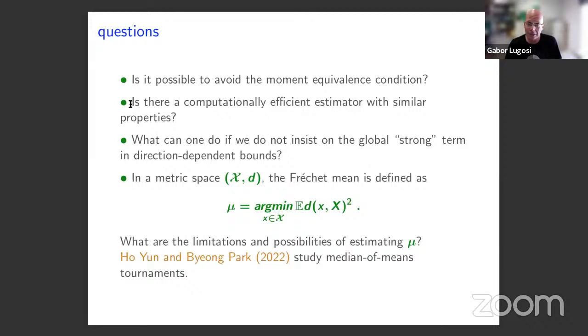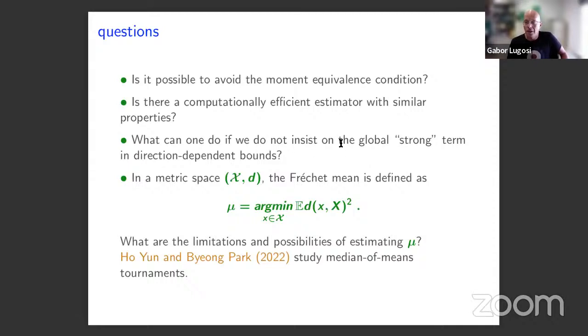This multivariate trimmed mean estimator and all of its versions are not computationally efficient, so it would be really interesting and important to find estimators that have a similar good performance but that can be computed in polynomial time, at least in the data and in the dimension. One can also ask about this type of bounds that we study, which is the sum of a strong and a weak term. If we do not insist on those, can one do better?